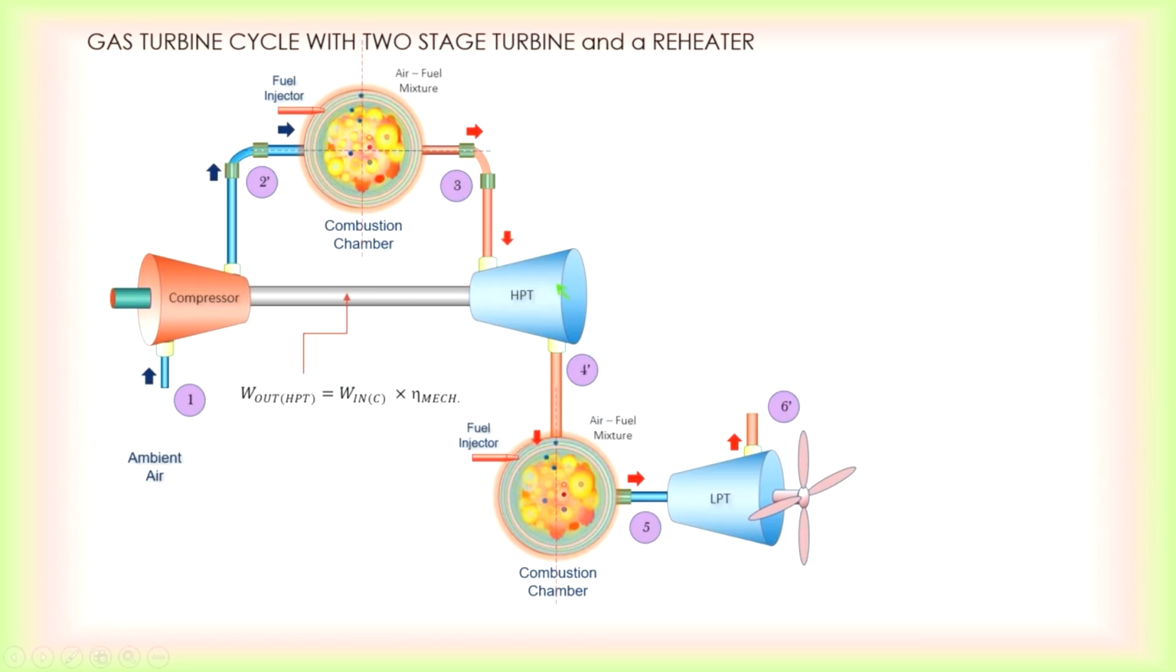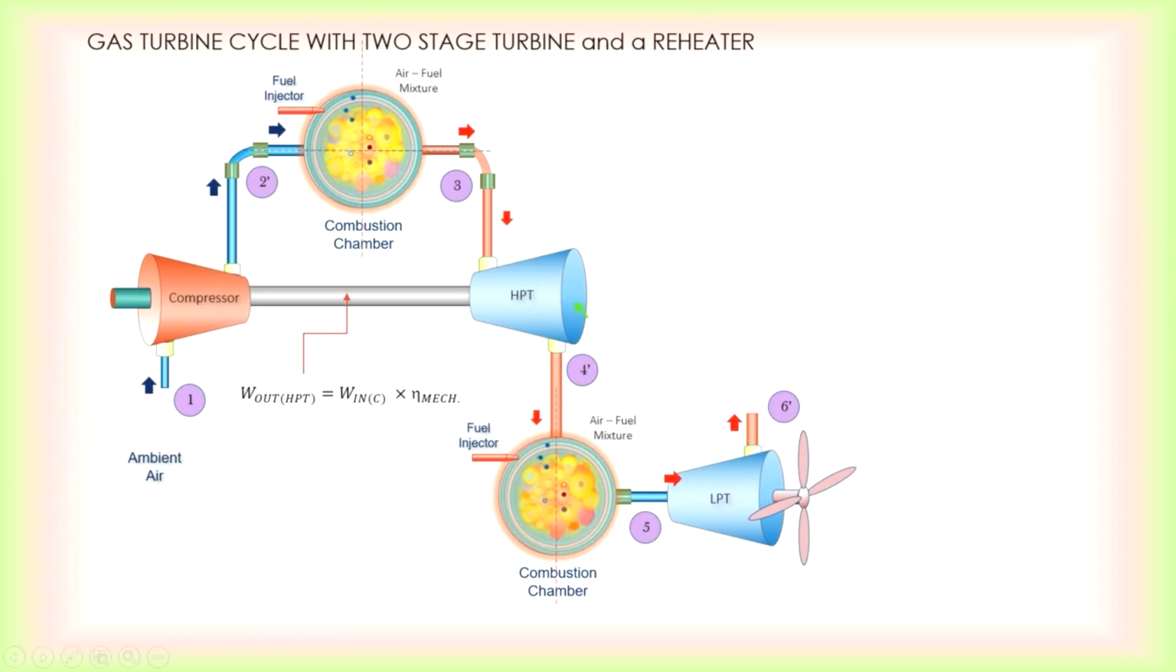Then this hot gas will go into the high pressure turbine, where it undergoes isentropic expansion. The work output of the high pressure turbine is used to drive the compressor. I remind you one more time, the work output of the HPT you should equate to the work input of the compressor. Sometimes when mechanical efficiency is given, you have to take the work output of the HPT multiplied by the mechanical efficiency, and only then equate it to the work input of the compressor.